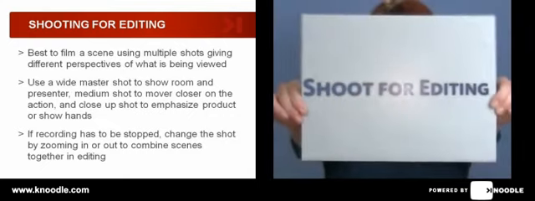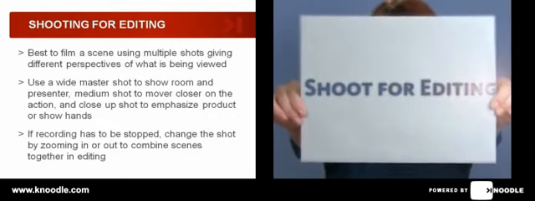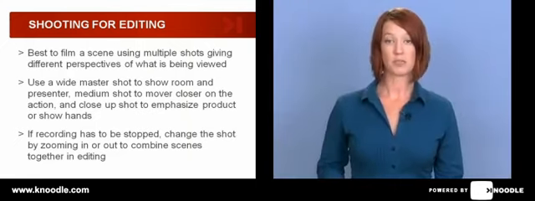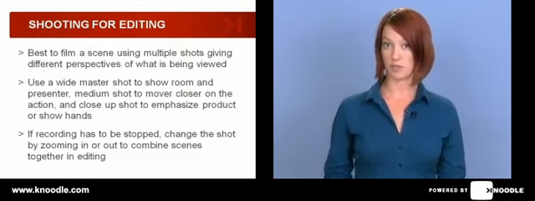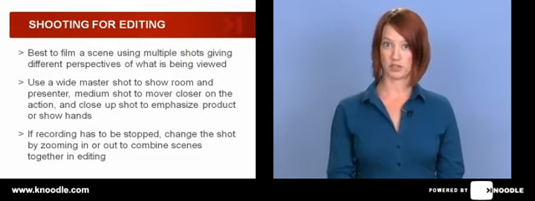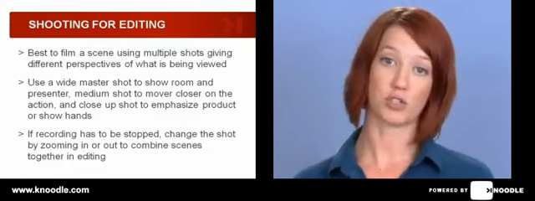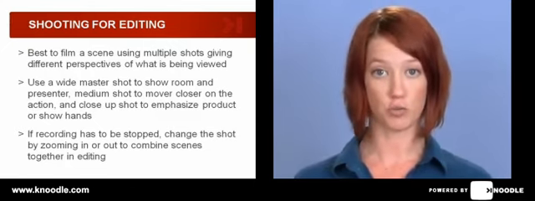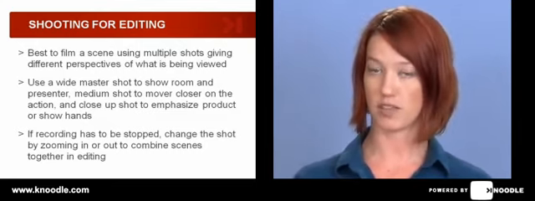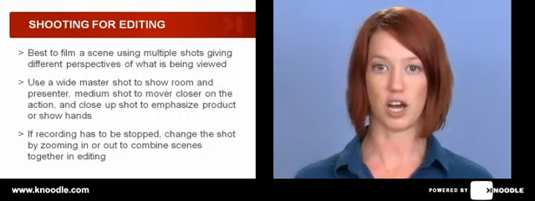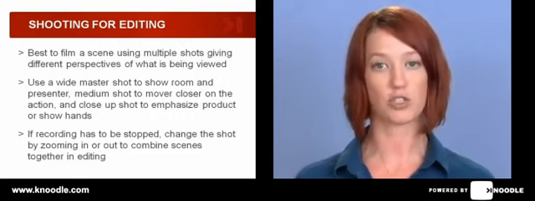So now we'll cover shooting for editing. It's usually best to film a scene using multiple shots, giving different perspectives to what's being viewed, but don't overdo it. Use a wide shot, also known as the master shot, to show the room and the presenter, a medium shot to move in closer on the action, and a close-up shot to emphasize the product or show what the hands are doing.